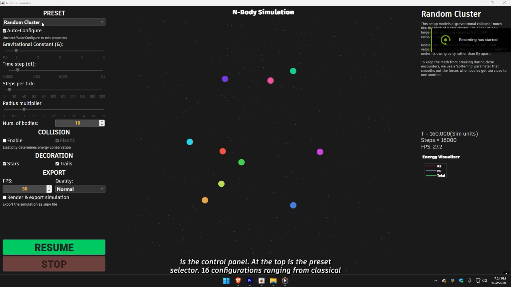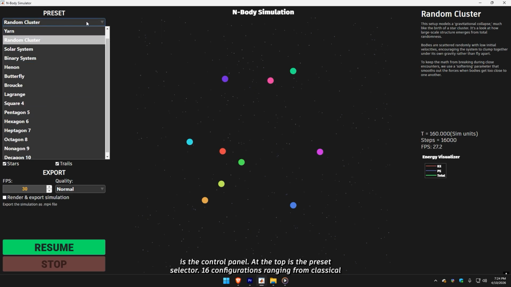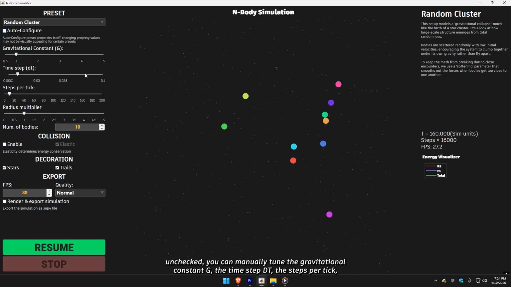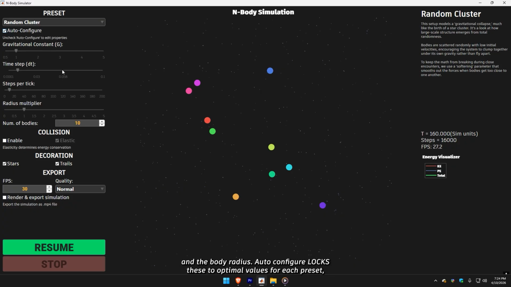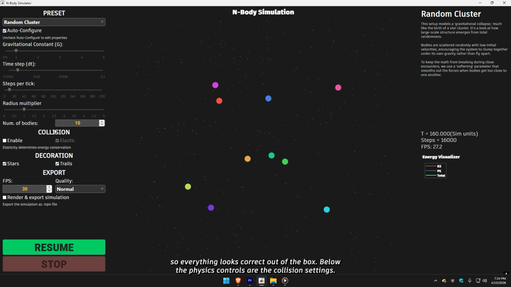On the left is the control panel. At the top is the preset selector: 16 configurations ranging from classical choreographies to polygon formations to galaxy scale systems. Below that, when auto-configure is unchecked, you can manually tune the gravitational constant G, the time step dt, the steps per tick, and the body radius. Auto-configure sets these to optimal values for each preset, so everything looks correct out of the box.